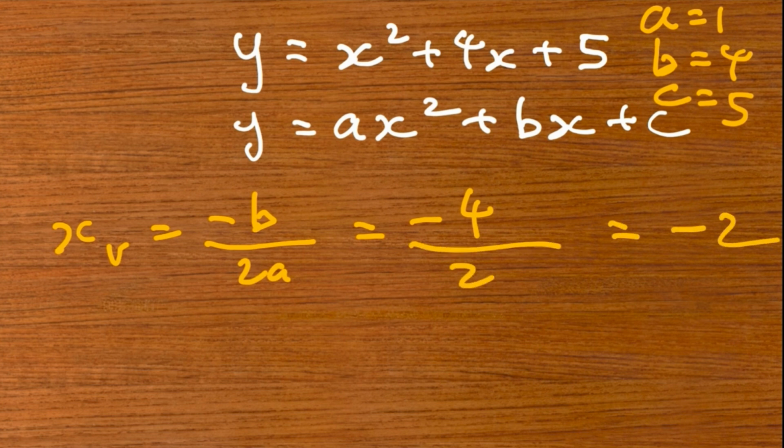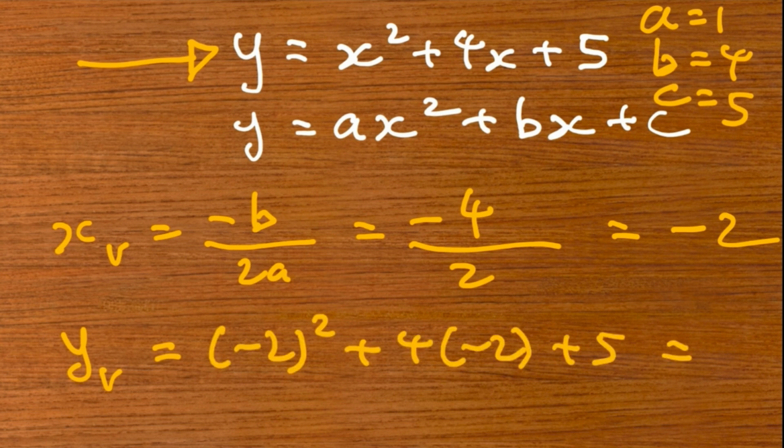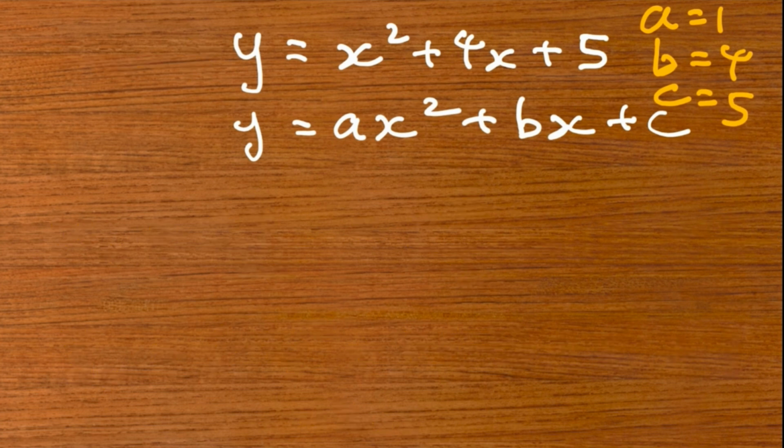So the x-coordinate of the vertex is negative 2. The y-coordinate of the vertex can be obtained by substituting negative 2 back into the quadratic equation. This gives us a value of 1. So the vertex is located at (-2, 1). Combining all the information we have about the x-intercept, y-intercept, and vertex, we can now sketch our graph.